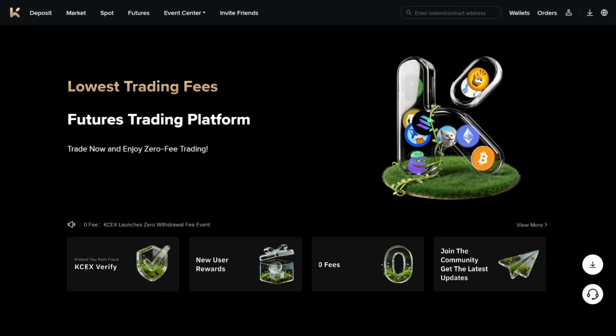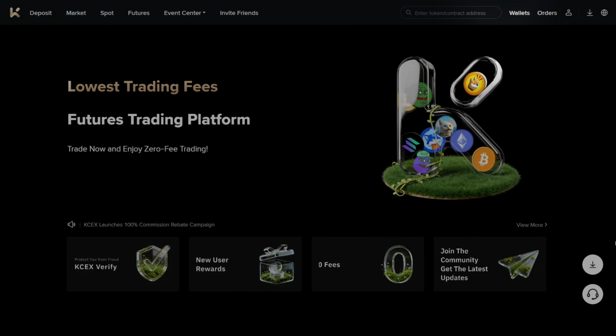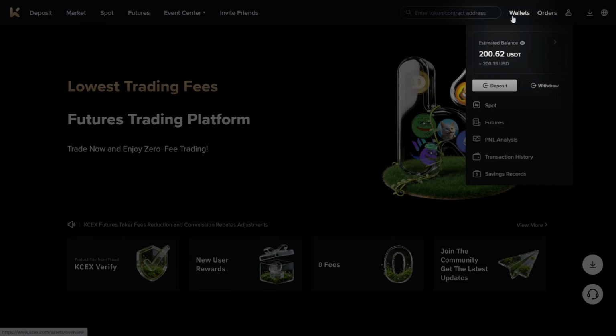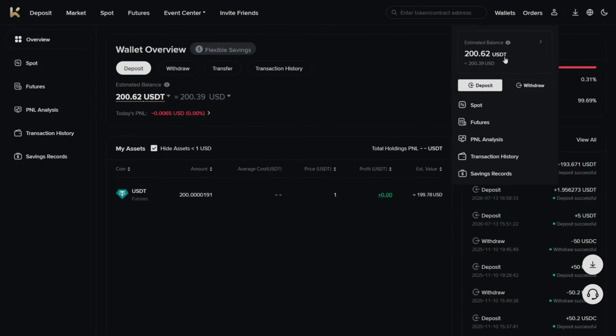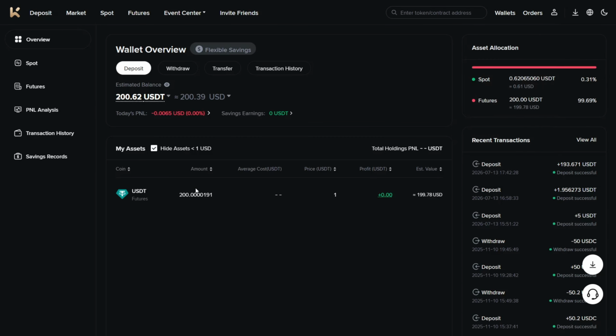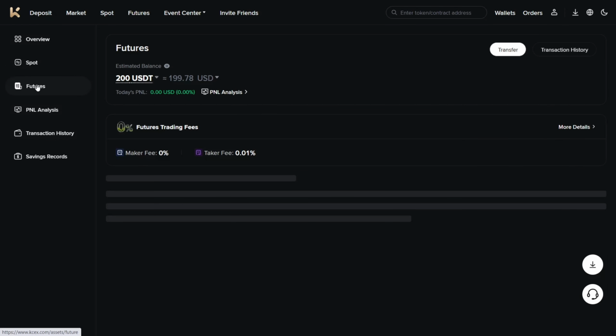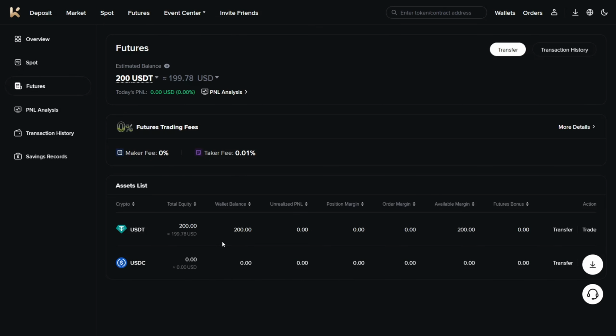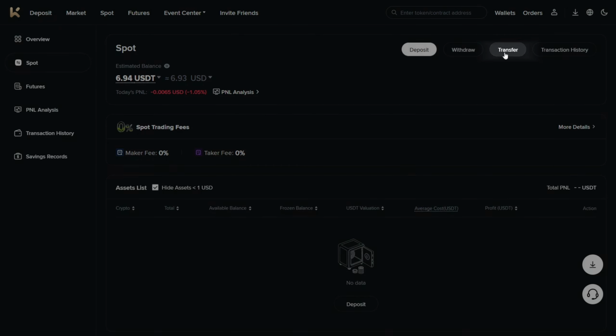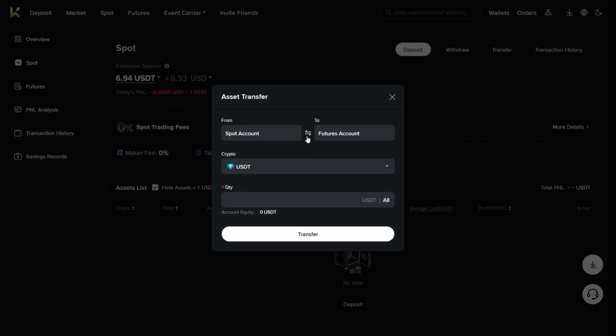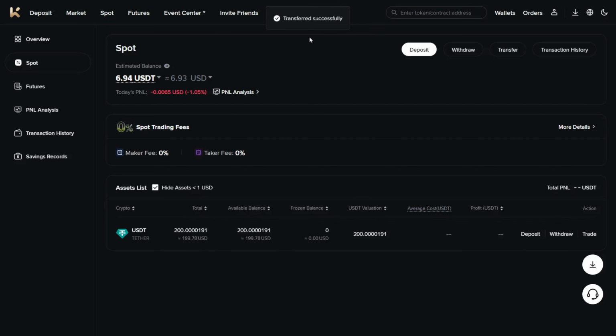Before we trade, the first thing we want to do is make sure our funds are in our spot account. So we're going to head up to wallets on the top and then click on our balance. Here we can see I have about 200 USDT, and on the left we can see spot and futures. If I click on my futures account, we can see that the 200 USDT is in this account. We want it in the spot account. So we're going to click on transfer, make sure it says futures to spot account, click all, and then click transfer. And we can see that the USDT is now in my spot account.